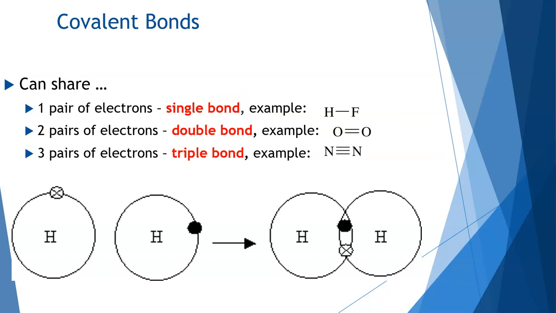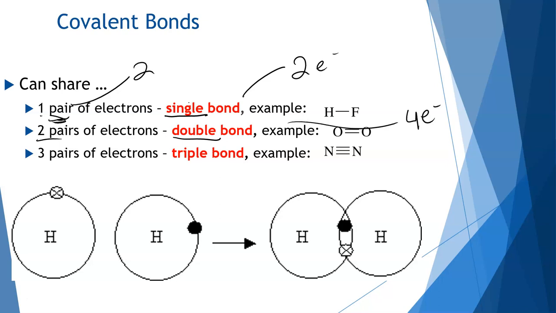A covalent bond is going to represent a pair of electrons. So if we ever say there is a covalent bond, we're talking about a pair. Remember, a pair of anything always represents 2. So one pair of electrons is going to be a single bond, like HF, and that's going to represent 2 electrons. 2 pairs of electrons is a double bond. That's going to represent 4 electrons because it's 2 pairs, right? It's this pair and it's this pair. That's how we end up at 4. And then, of course, triple will represent 6 electrons.